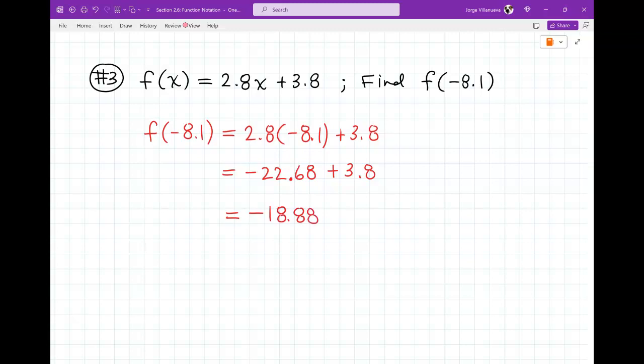Now, the instructions, when you get to these problems, say round to the nearest hundredths if necessary. Nearest hundredths means two numbers after the decimal. But when I did the calculation, all it gave me was negative 18.88. It's already at the hundredths. Okay? This is your hundredths place.